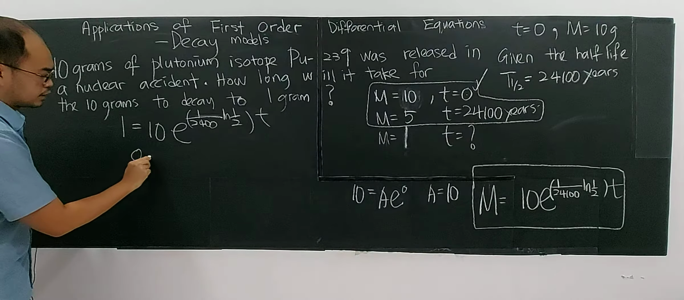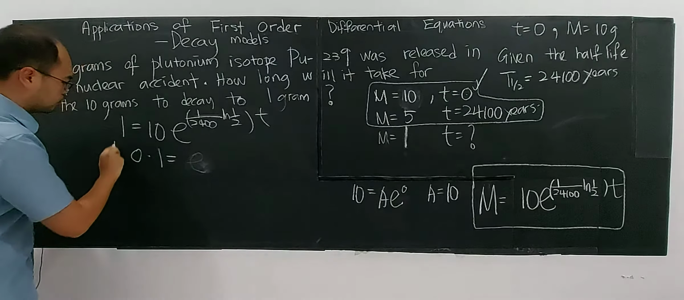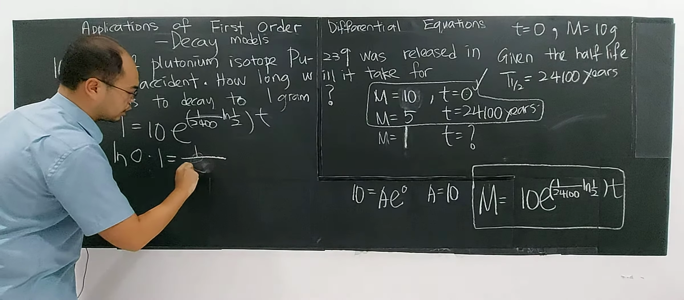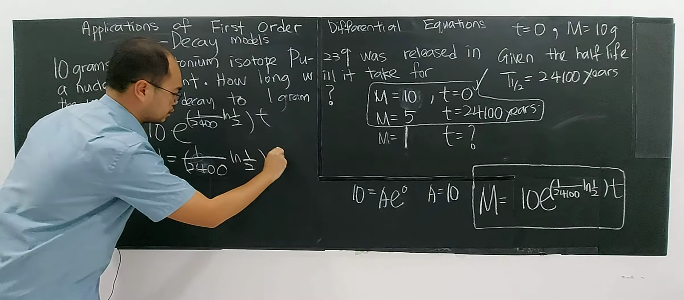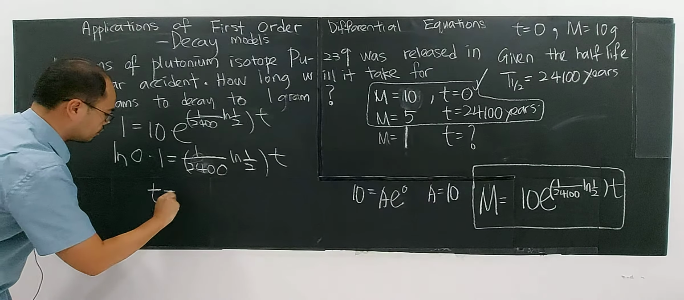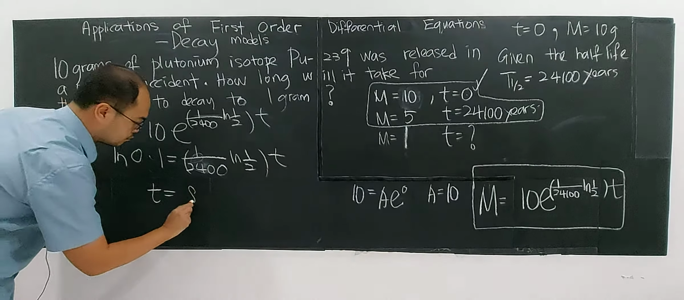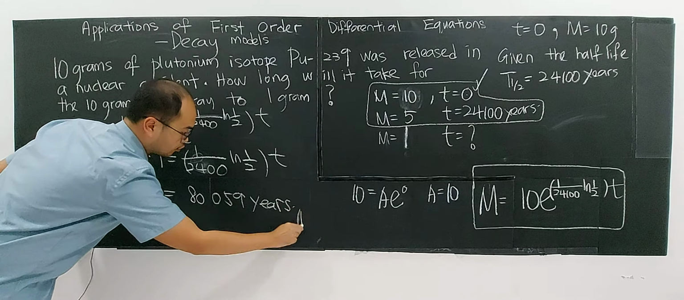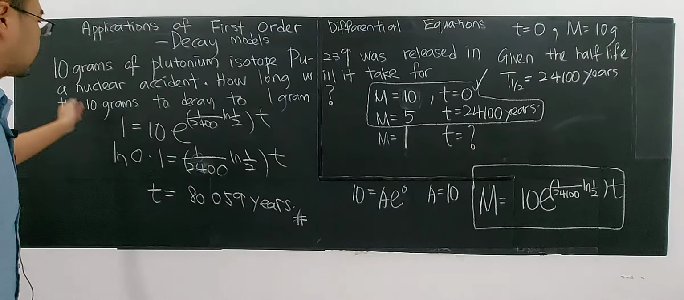As you substitute, you get 0.1 and exponential of, and you put ln on both sides, you get 1 over 24,100 ln half t. Eventually you will find the value of t, which is approximately 80,059 years. This shows how dangerous this substance is. It takes 80,059 years from 10 gram to 1 gram.